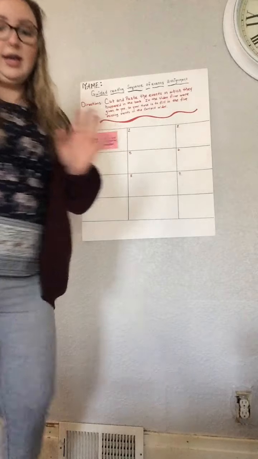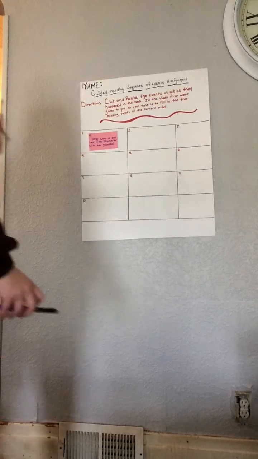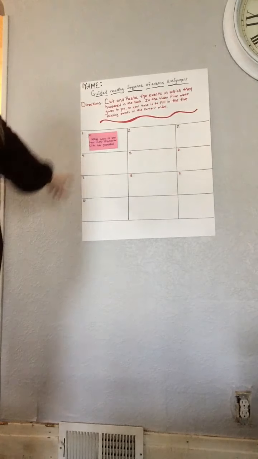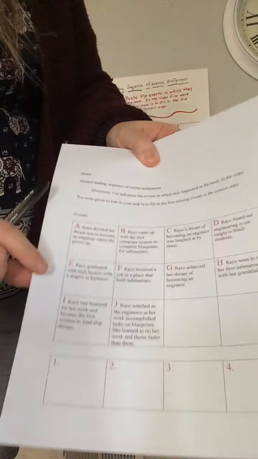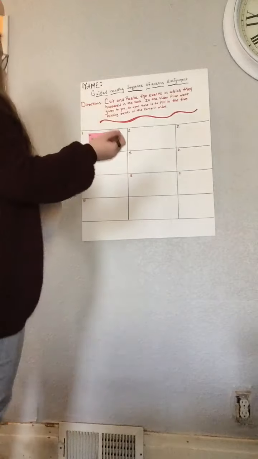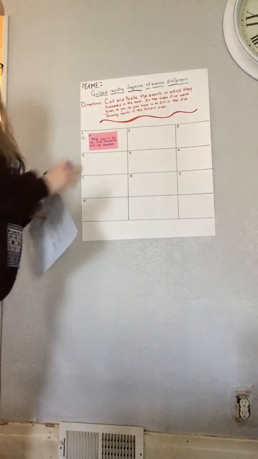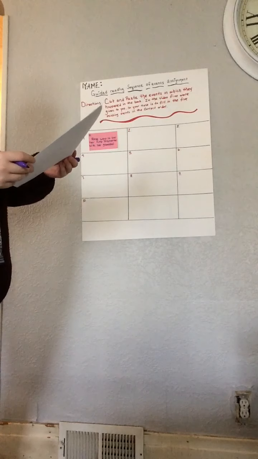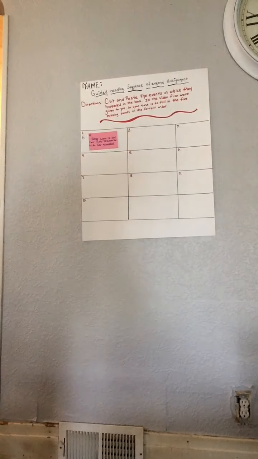Now don't worry. If you cannot print this out, if you don't have a way to print it out, you can take the letters on the handout. Each one of the events has a letter next to it from A to J, and then each box has a number 1 through 10. You can just simply write, we think number 1 is H. You can simply just write the letter of the event. If you cannot print this out, it is totally fine.